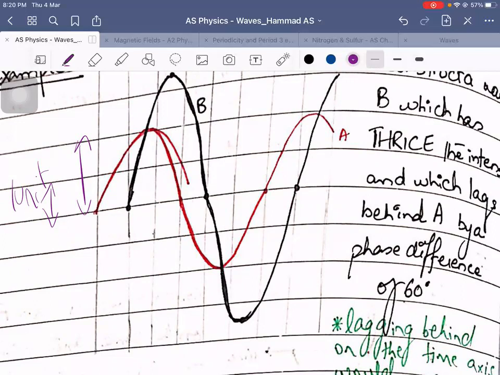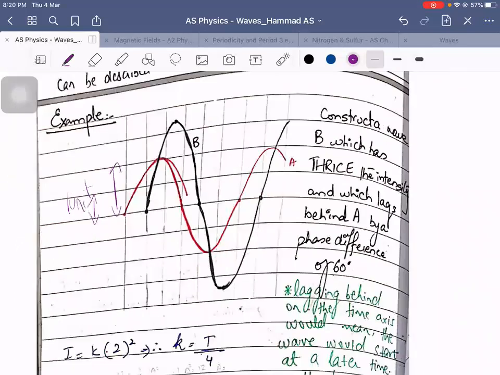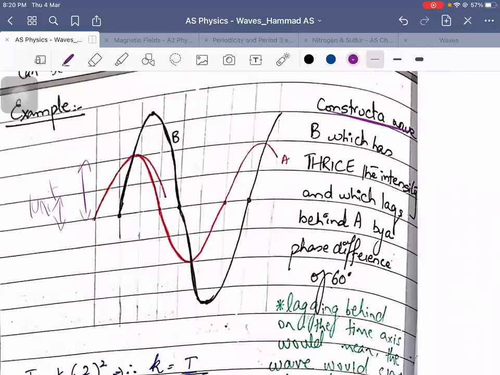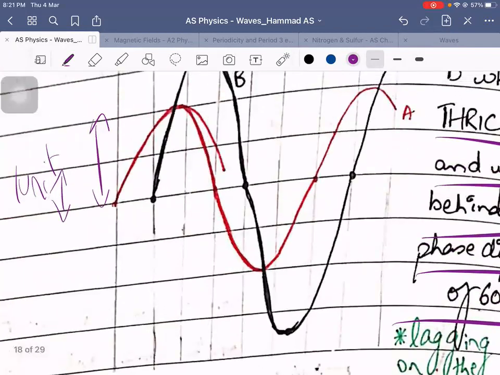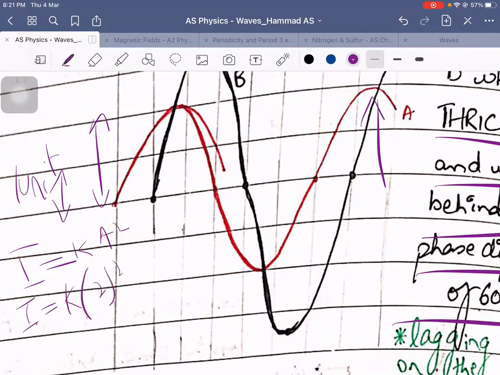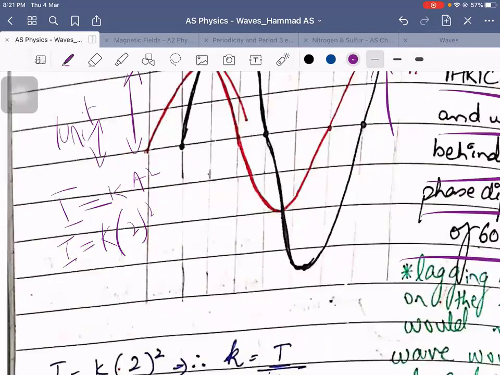Right? Each box corresponds to 1 unit. You are told that you should construct a wave B which has thrice the intensity and which lags behind A by a phase difference of 60 degrees. Before we move on, please understand that wave A has amplitude 2 units. So intensity is equal to K A squared. Intensity is equal to K times 2 squared. And you can simply work out that your K value from here is I upon 4.